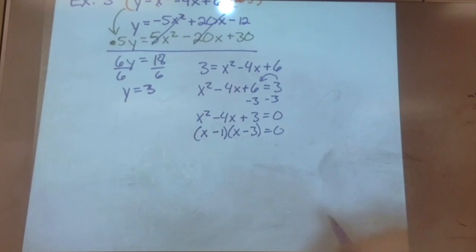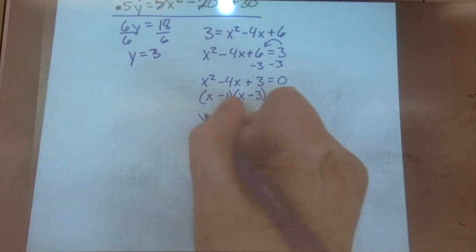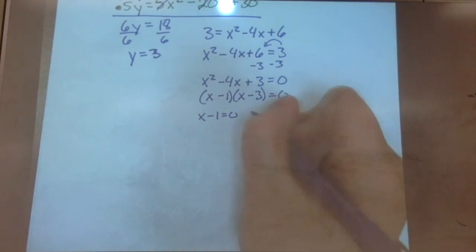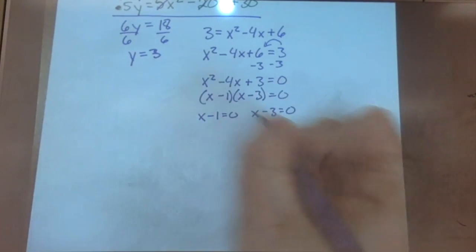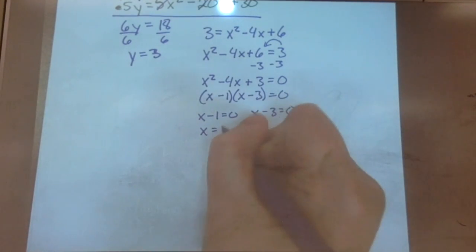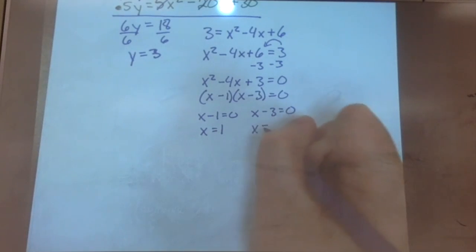Again, set these each equal to 0. So x minus 1 equals 0, x minus 3 equals 0, and if you need to add the 1 to both sides, go ahead, but x equals 1, and x equals 3.